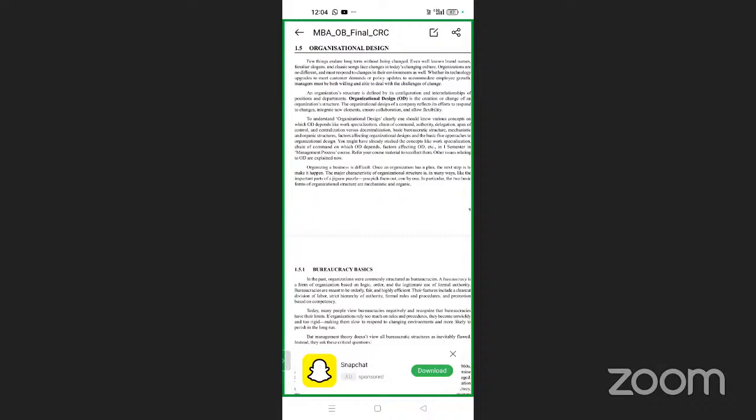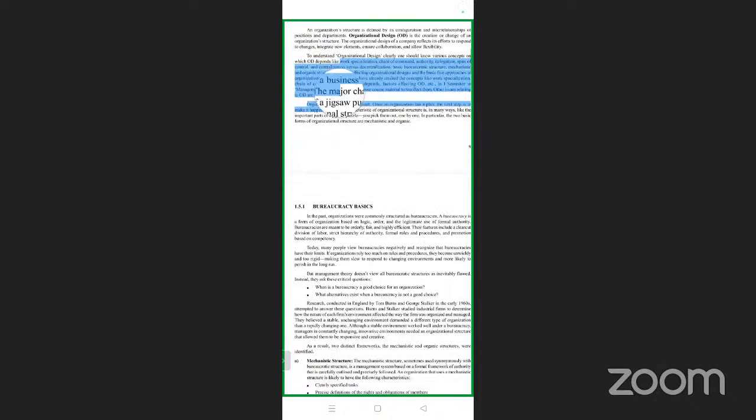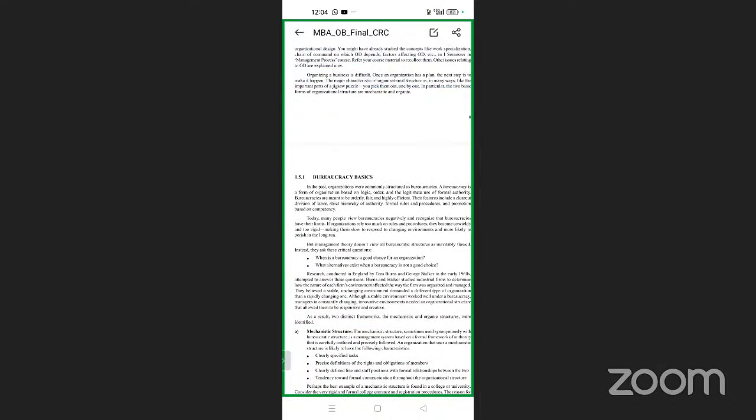So organizing a business is difficult, but it has a plan, next step. And in particular, there are two basic forms of organization, which are mechanistic and organic. Mechanistic focuses more on working like mechanics, whereas organic focuses on holistic development.